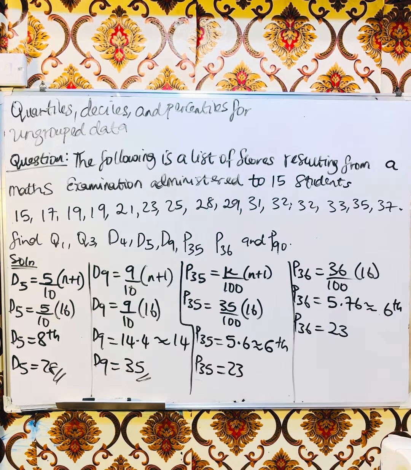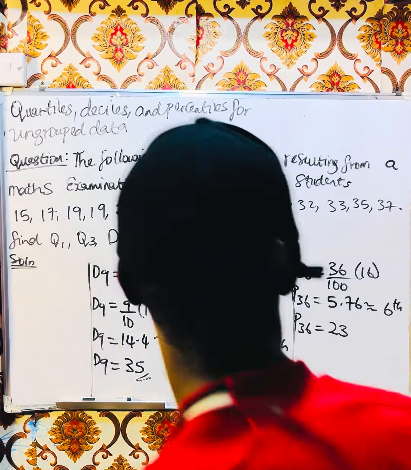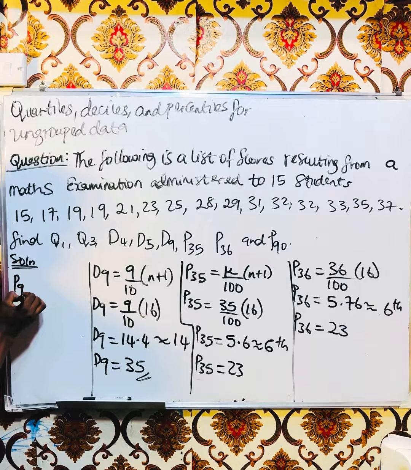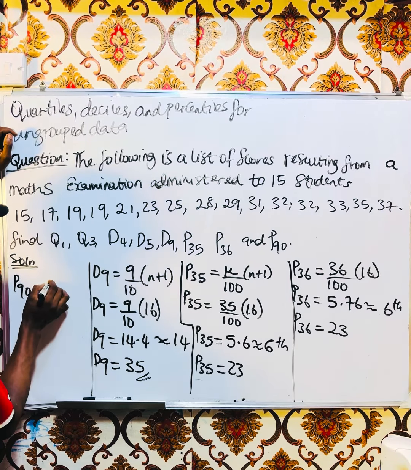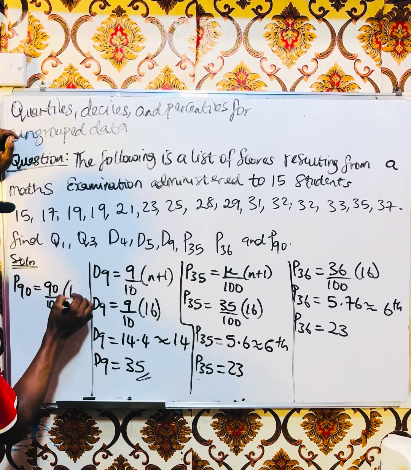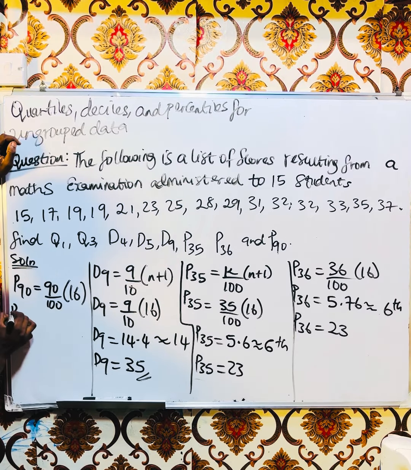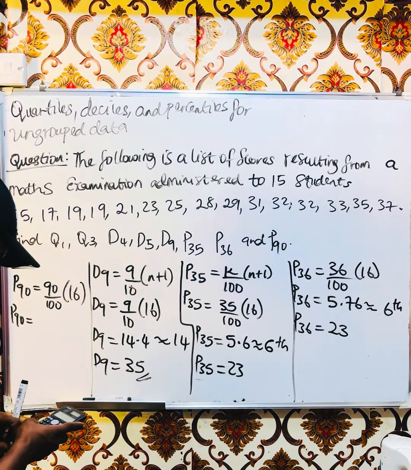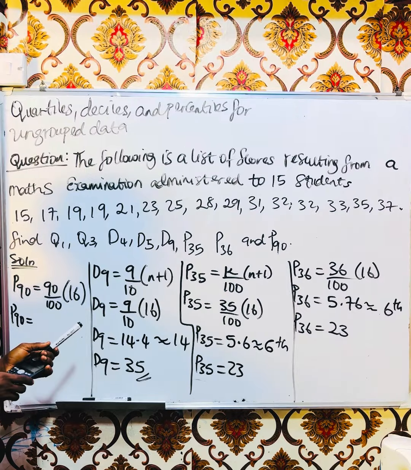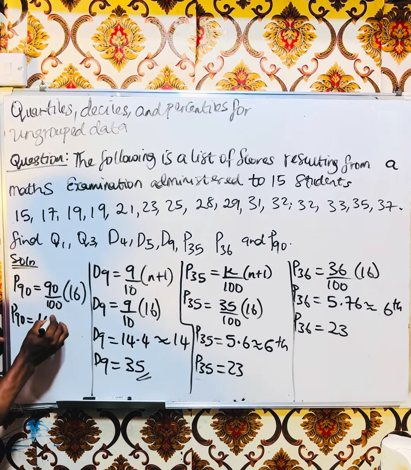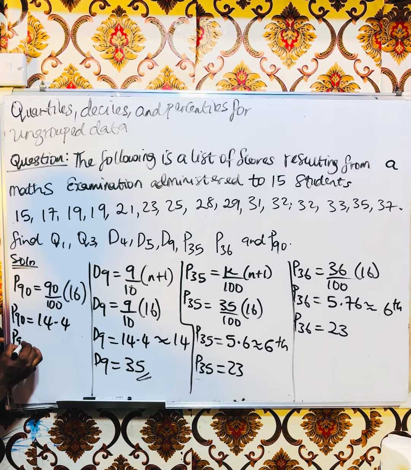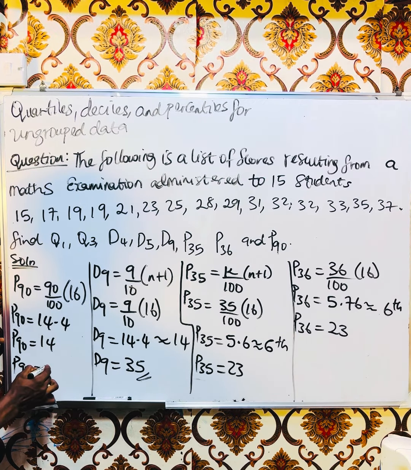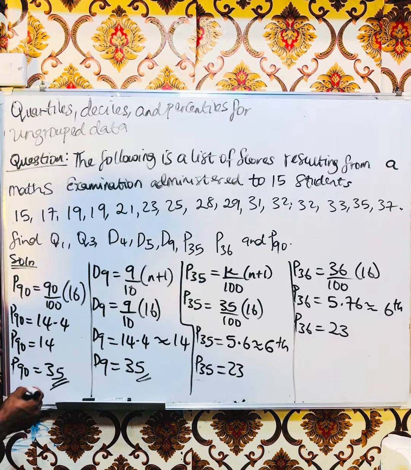Let me clean the board. So our P90 will be what? 90 over 100 times our 16, right? So we are going to have P90 to be 90 times 16 divided by 100. Gives us 14.4, right? So P90 approximately is 14. So P90 is the 14th position, which is what? Which is 35. So this is the answer to all these questions.